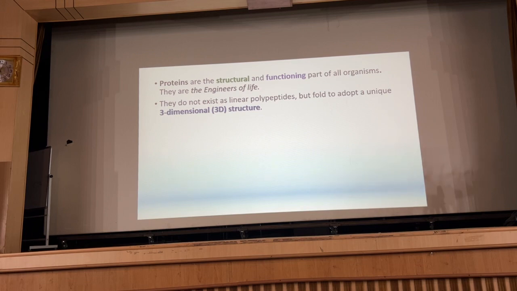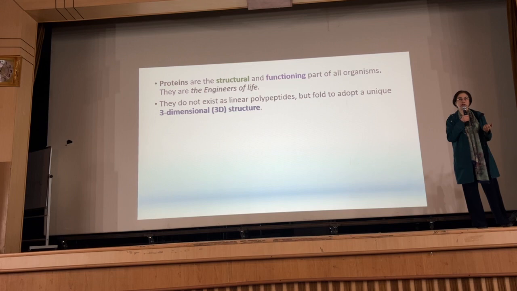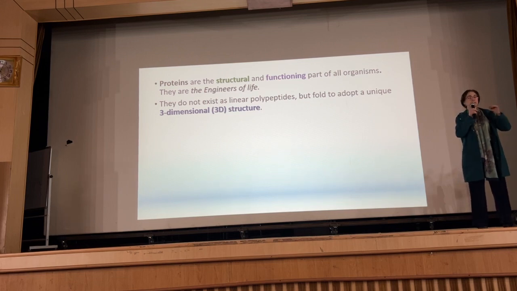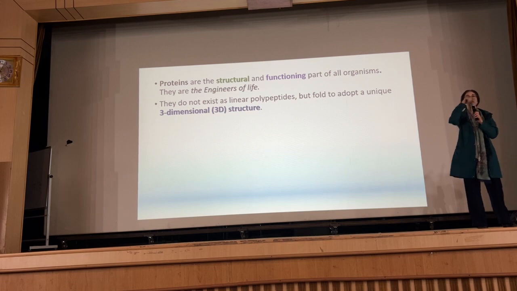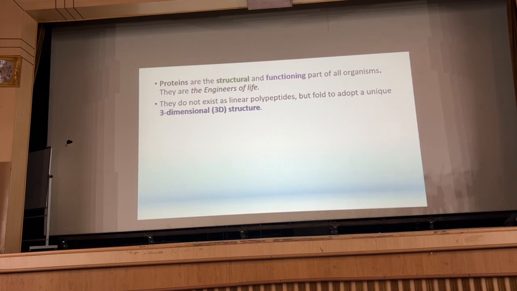Why can they do all of these functions? The functions are very diverse. The reason is because they can have a huge diversity in their structures, although they are all made only of linear chains of amino acids, so they don't even have branching. Any polypeptide folds on itself. Because of the diversity, every single protein has a certain structure.